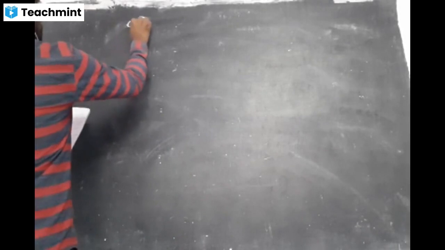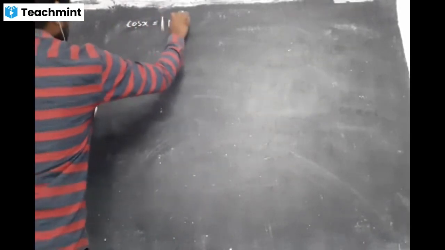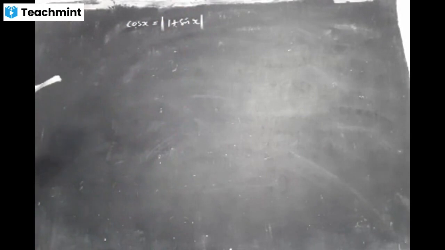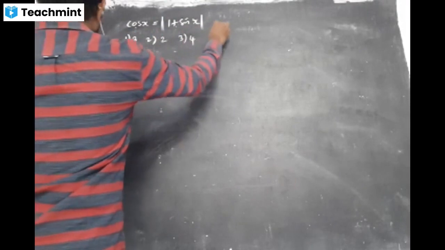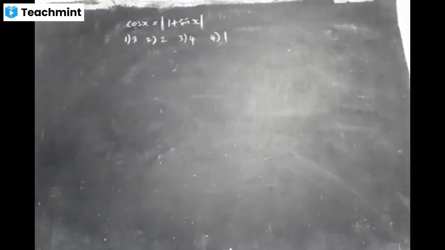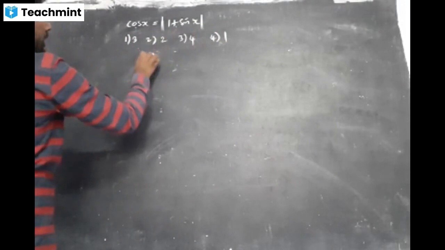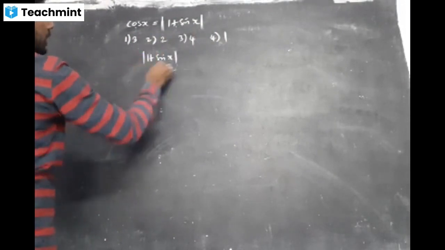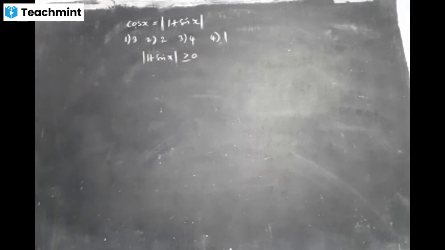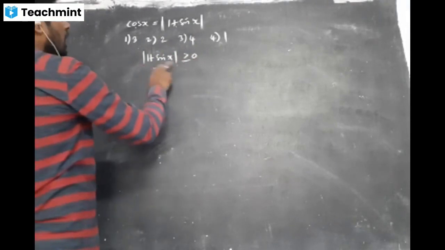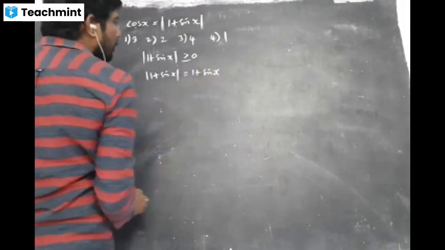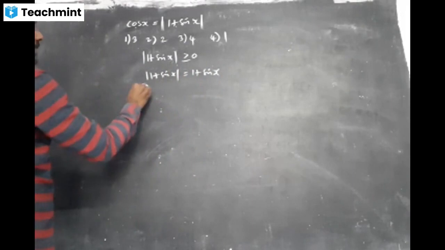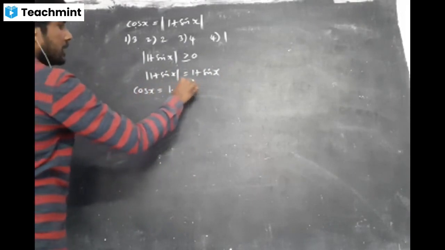Number of solutions of cos x is equal to mod of 1 plus sin x. The first option is 3, second is 2, third is 4, and fourth is 1. Mod of 1 plus sin x is always greater than or equal to 0. That means mod of 1 plus sin x is equal to 1 plus sin x, the positive value. So cos x is equal to 1 plus sin x.